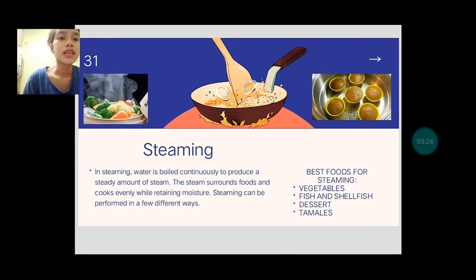Next one is steaming. We are familiar with steaming. With the use of a steamer, we can use steaming for cooking. In steaming, water is boiled continuously to produce a steady amount of steam. The steam surrounds food and cooks evenly while retaining moisture. Steaming can be performed in a few different ways.